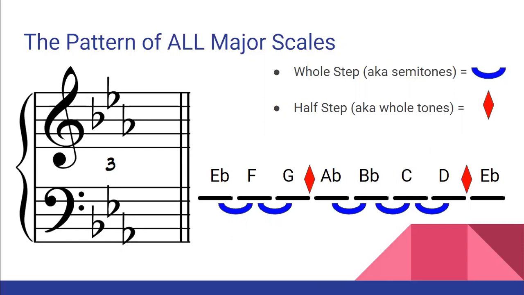What's cool is that you can take any major key in the universe, whether it's a flat key or a sharp key, and play it on any instrument, and it will always have this pattern of whole step, half step, whole step, whole step, whole step, half step. Also known as whole, whole, half, whole, whole, whole, half. In choir, it would be do, re, mi, fa, sol, la, ti, do. And you'll notice that there's always a half step between mi and fa, and always a half step between ti and do.